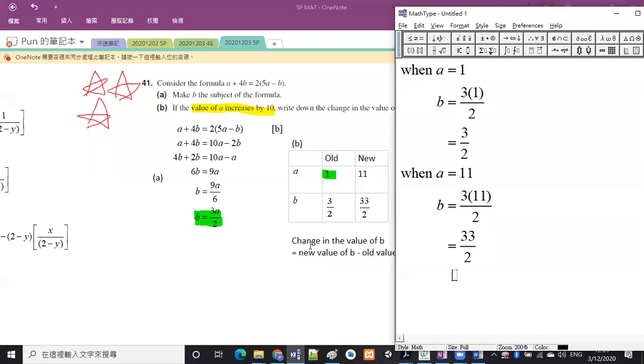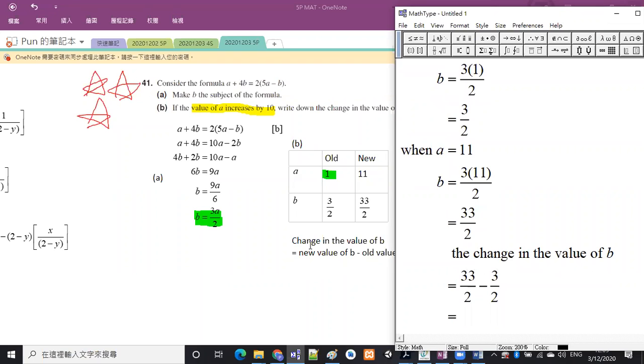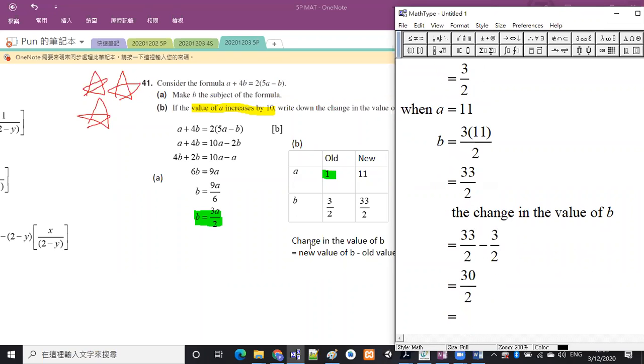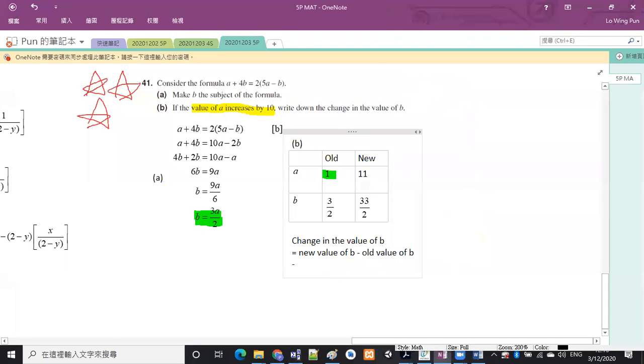The change in the value of b is equal to 33 over 2 minus 3 over 2. So that should be 30 over 2, that is 15. Okay? So that should be equal to 15. That is the answer.